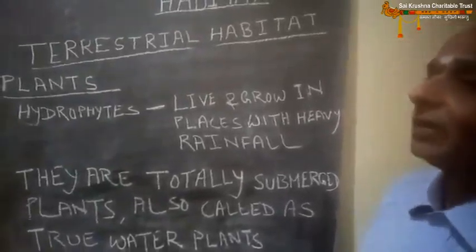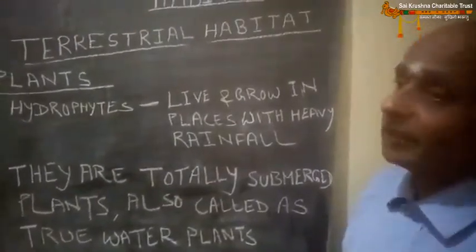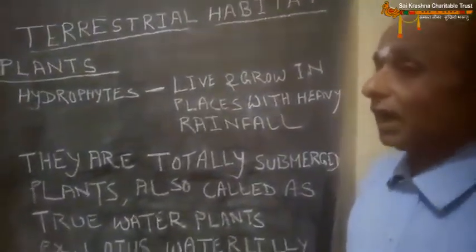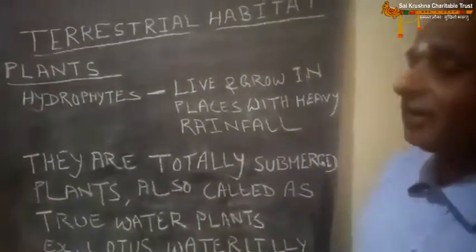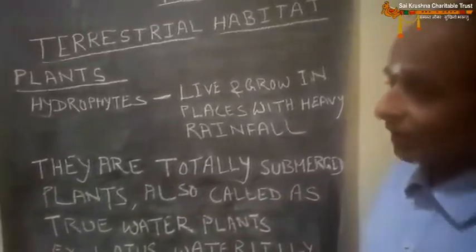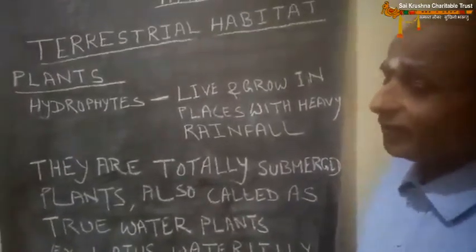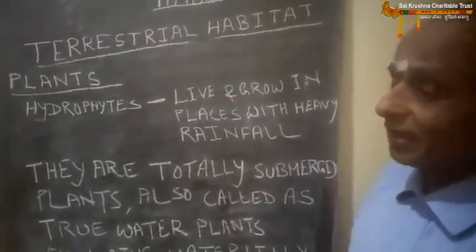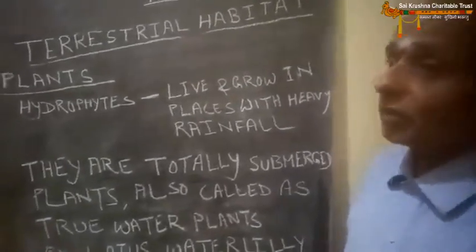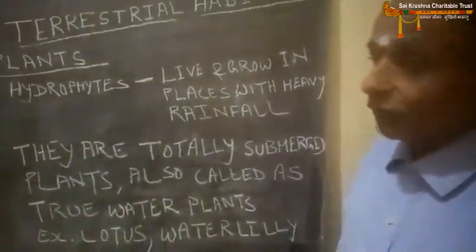Today I will be discussing with you all the different types of plants that grow under different stages or conditions of rainfall. And I will be discussing majorly plants that grow in places where there is heavy rainfall. That is for today.